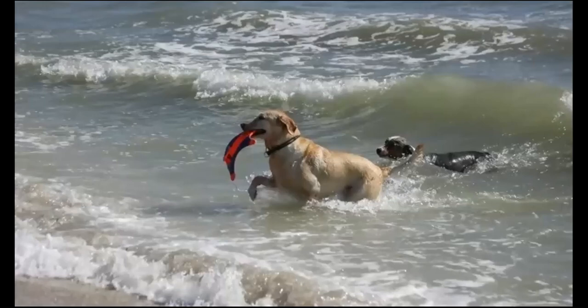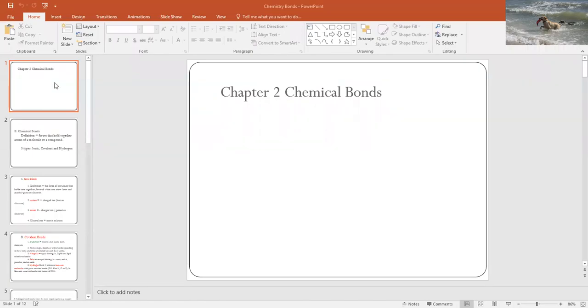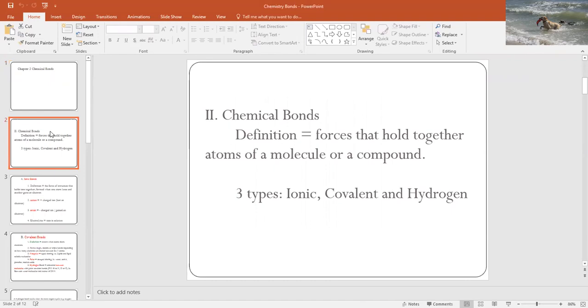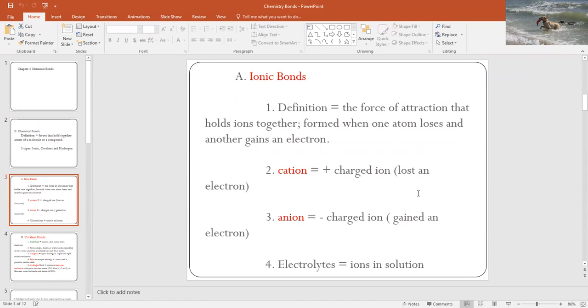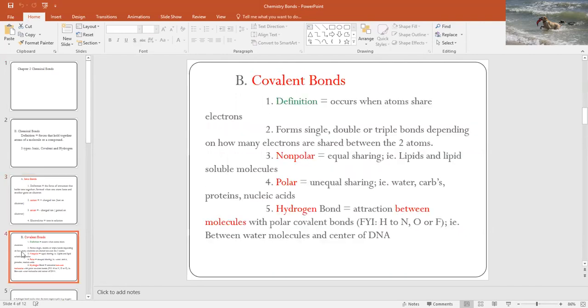There it is. Okay, so for those of you who want to have a little more background about chemical bonds: chemical bonds are forces that hold atoms of a molecule or a compound together. We have the ionic, covalent, and hydrogen bonds. Of the covalents, we have polar covalent and non-polar covalent. Ionic bonds are an attractive force that holds ions together, formed when one atom loses and the other gains an electron, like sodium and chloride. The positively charged ion that lost the electron is the cation. The other that gained the electron is the anion. You can kind of zip through this.